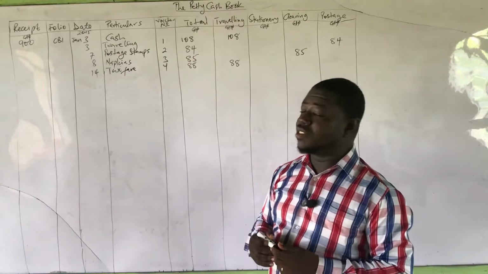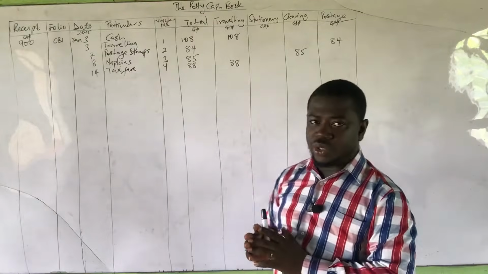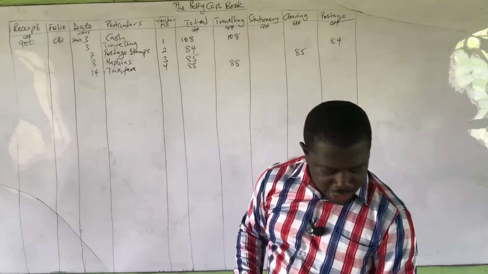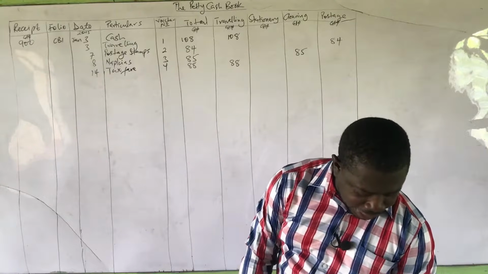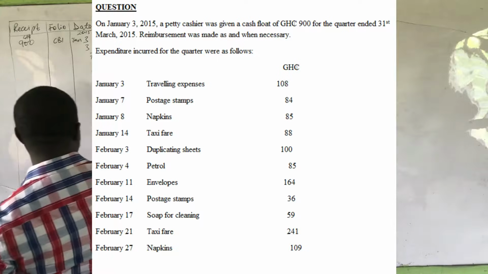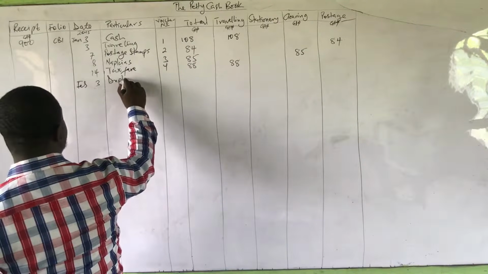I'm sure this is very understandable. I'm sure by now you don't have problems with the posting. Let us wait till we get onto the reimbursement. Then we move on to February 3rd. Duplication sheet, 100 cedis. So 3rd February, duplication sheet.